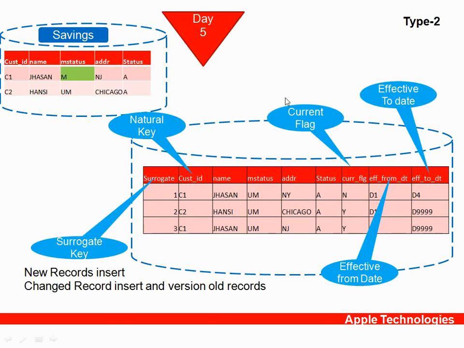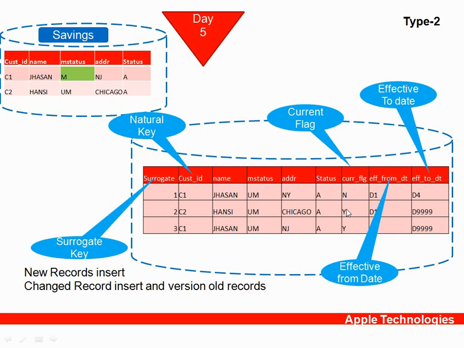Putting it all together, this first column is called the surrogate key, this column is called current flag, this column is called effective to date, and this column is called effective from date. So we know why we are creating these columns. The surrogate key is for primary key purposes, and the current flag will tell you which is the latest record.